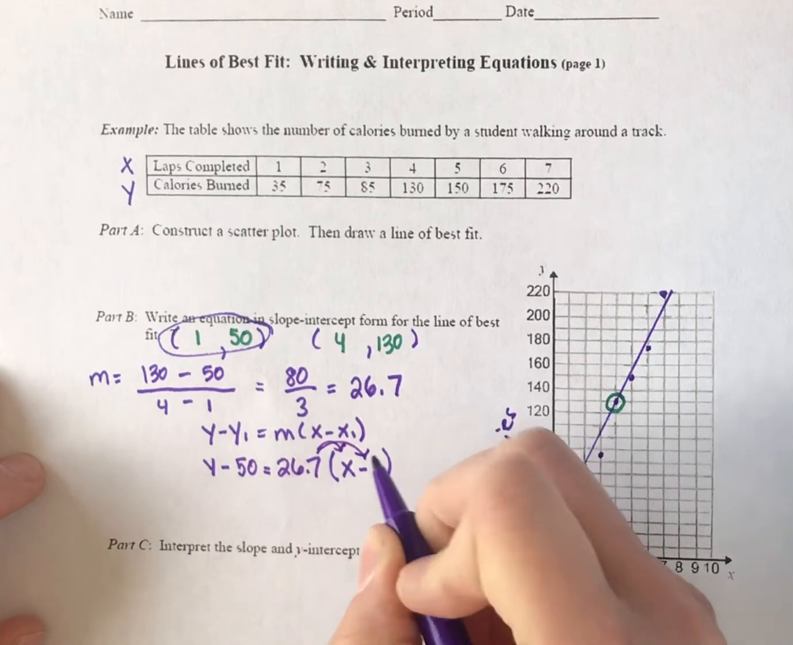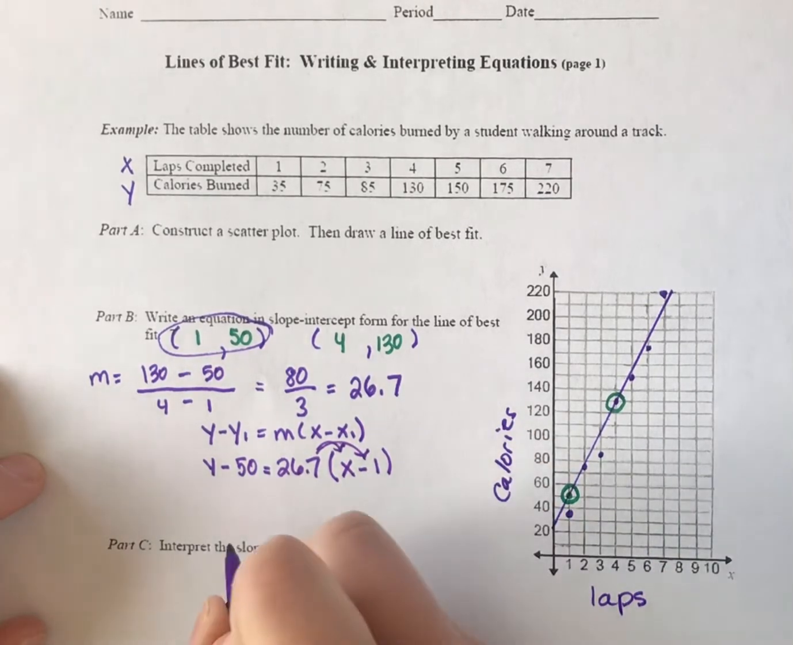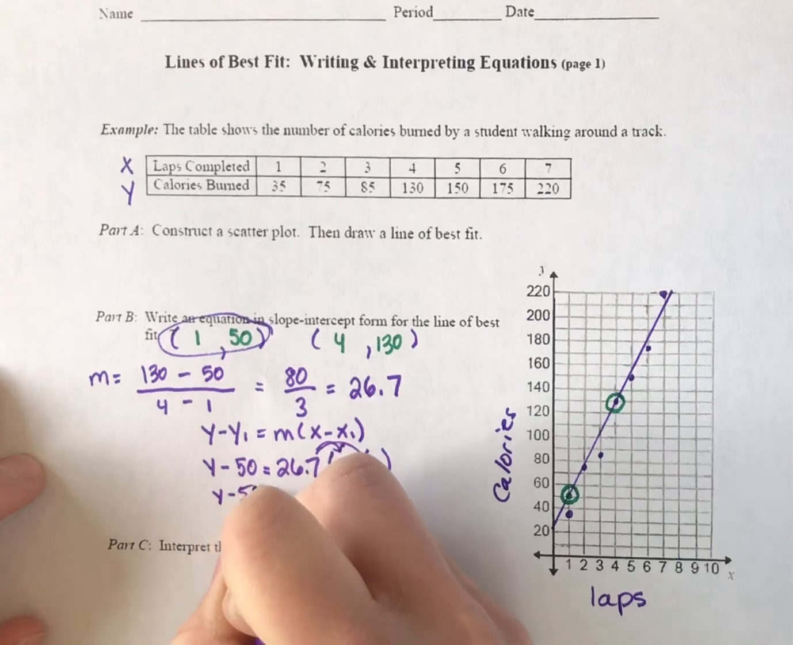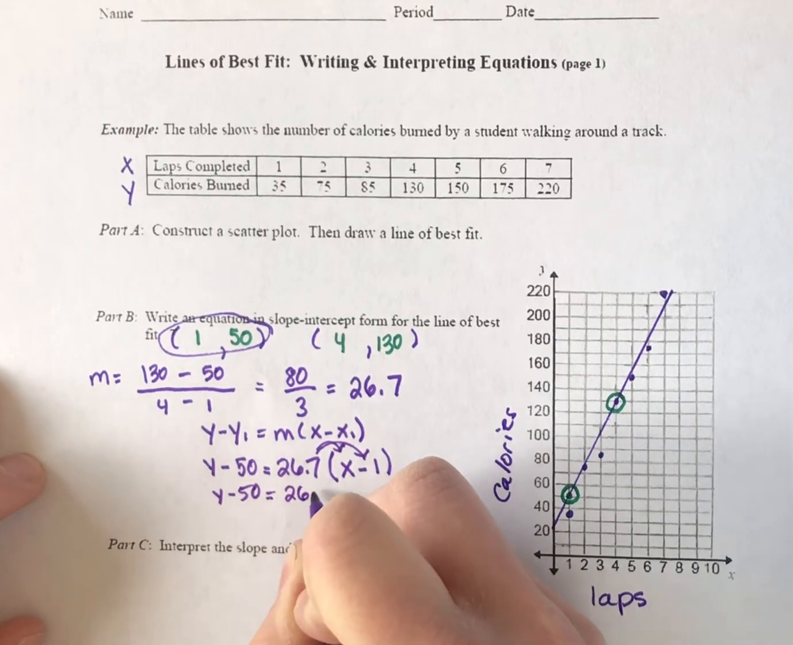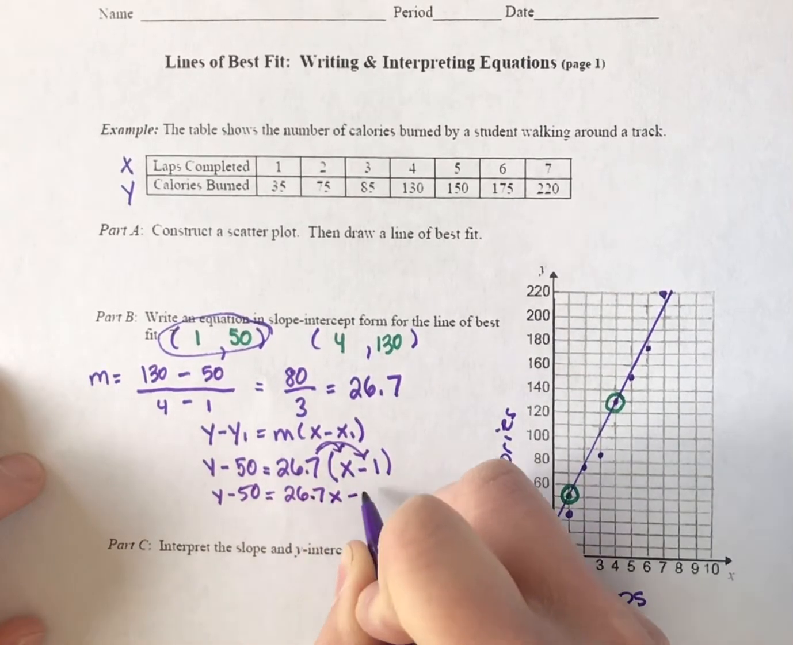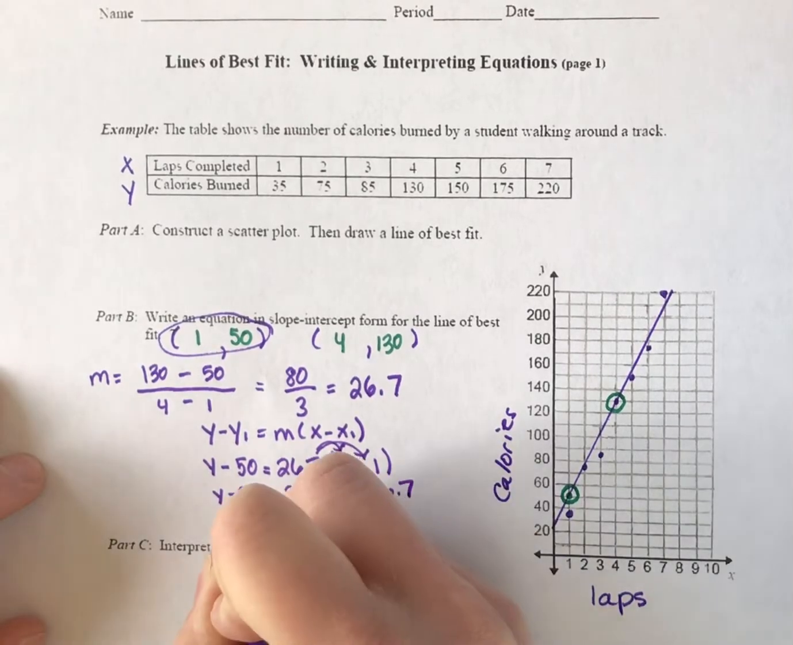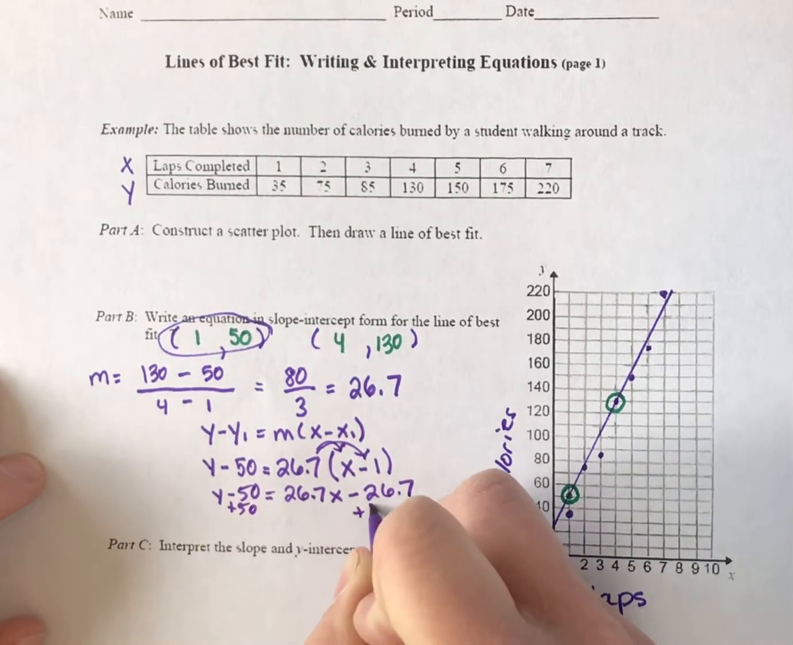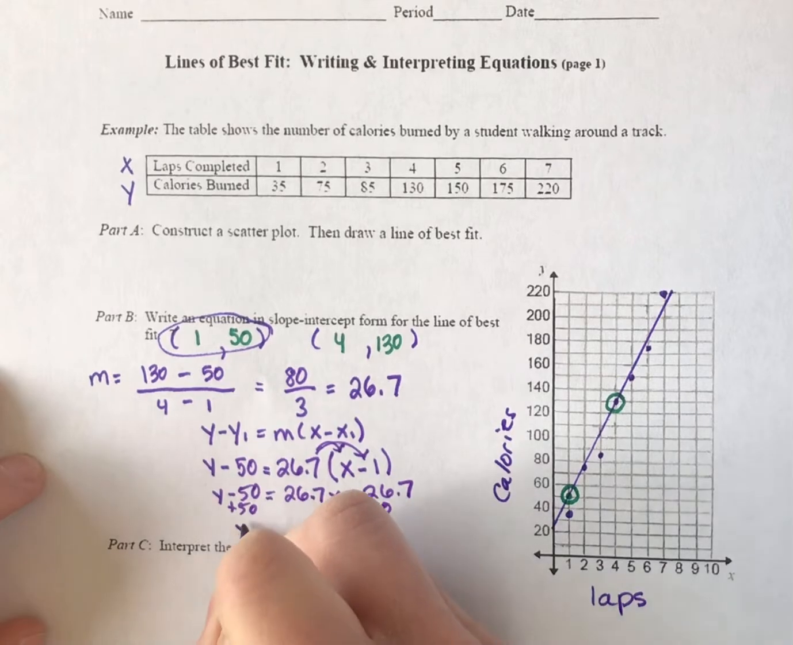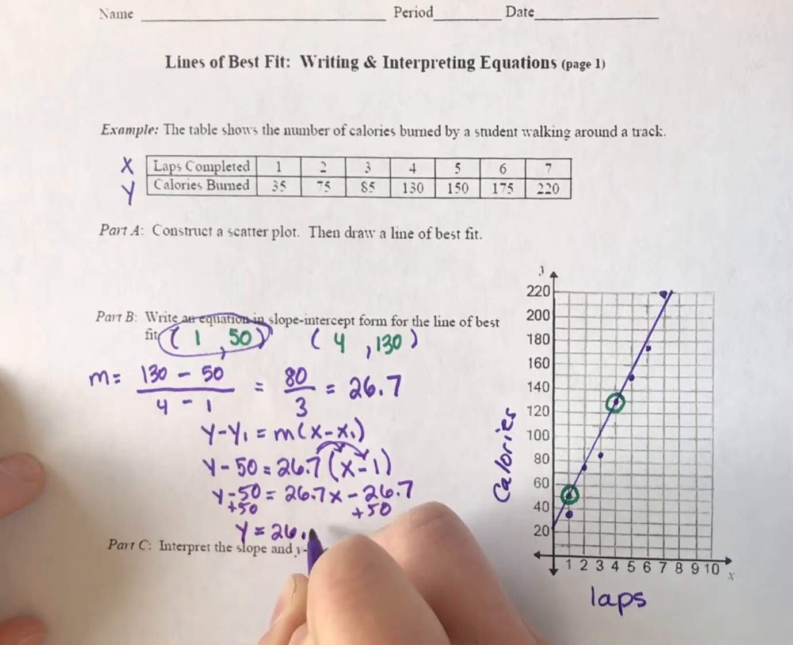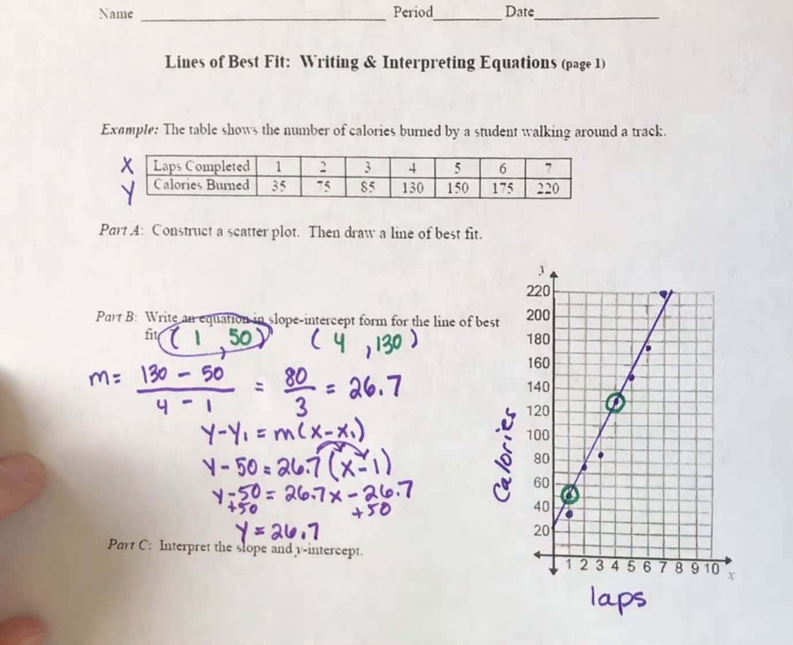So what I'm going to do is put this into y equals form. I'm going to distribute 26.7. So I have y minus 50 equals 26.7x minus 26.7. And then I'm going to add 50 to each side. And my final equation is y equals 26.7x. And if I do negative 26.7 plus 50, I'm going to get 23.3.